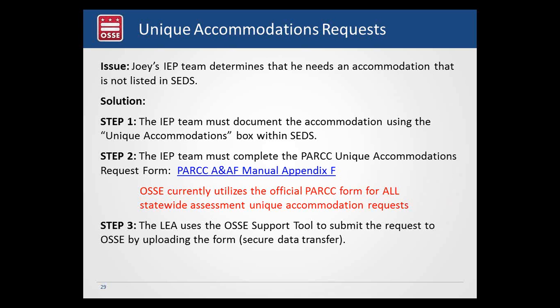And once you fill out the form, because it has very sensitive student information, you cannot email us the form. You need to submit the form through a secure data transfer tool. And the OSSE support tool is the tool that we ask you to use for that. And I'll show you how to submit that in just a second. And after you submit it, the OSSE assessment team reviews the request and lets you know whether or not that accommodation would be acceptable.